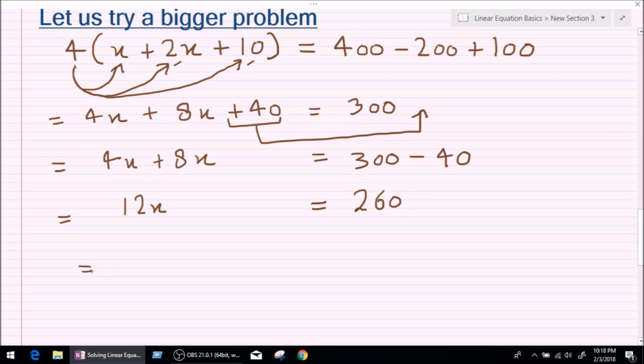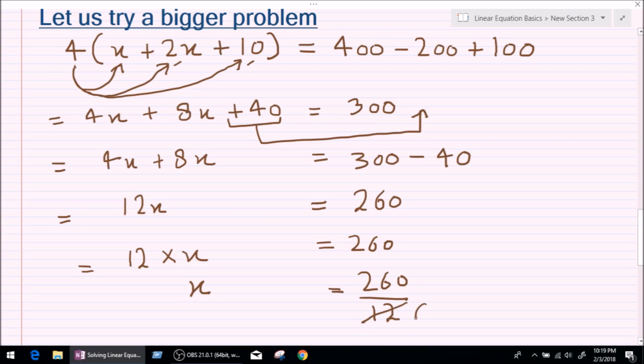So as we know, 12x is basically 12 times x equal 260. Again, the same concept, move everything but x on the other side of the equal to. So, since this side 12 is being multiplied, if it goes on other side, it is going to be divided. So, our fraction is 260 over 12. Now, let's just simplify this.